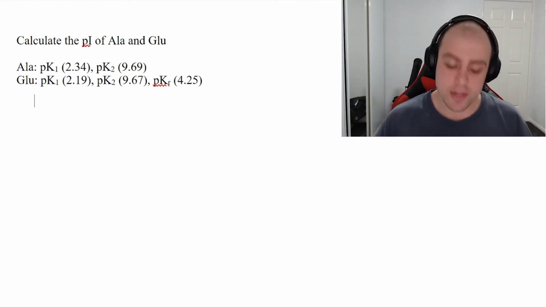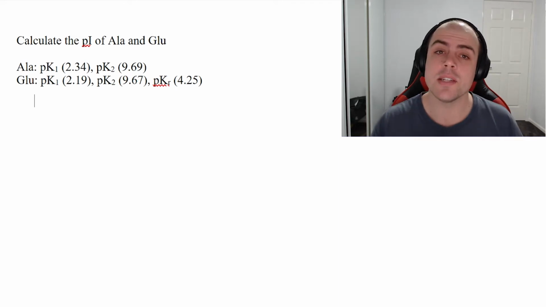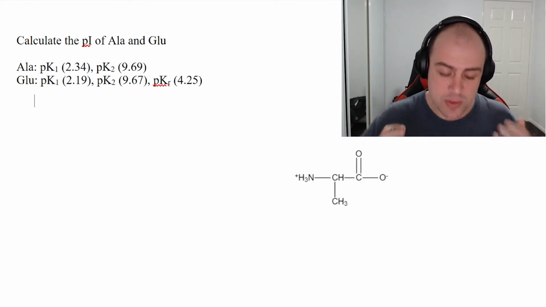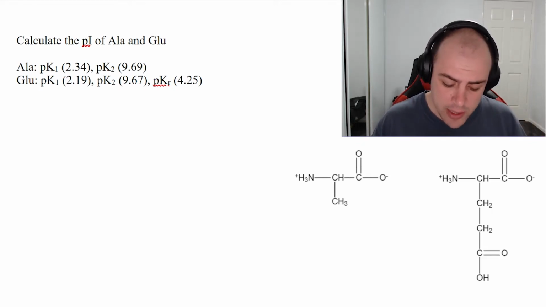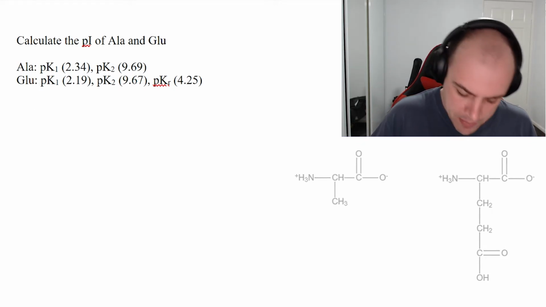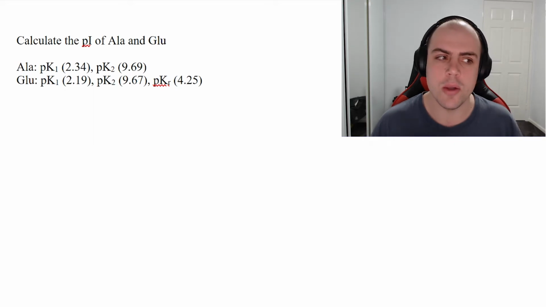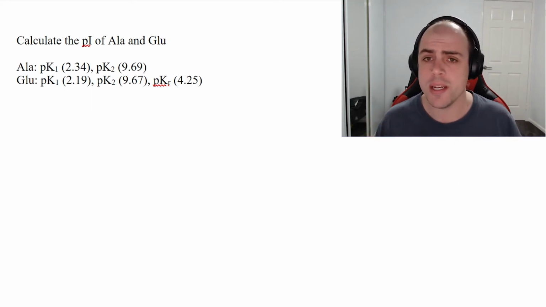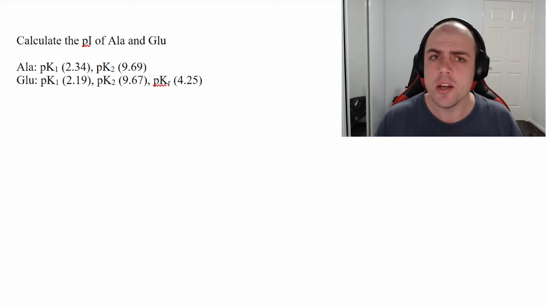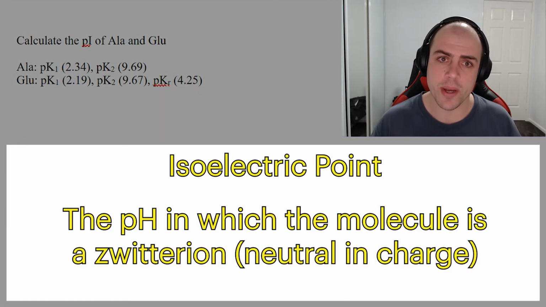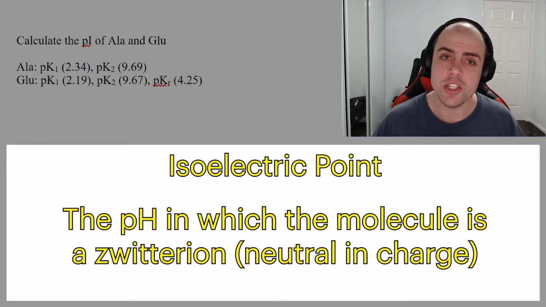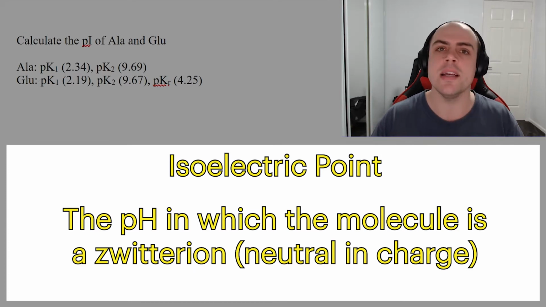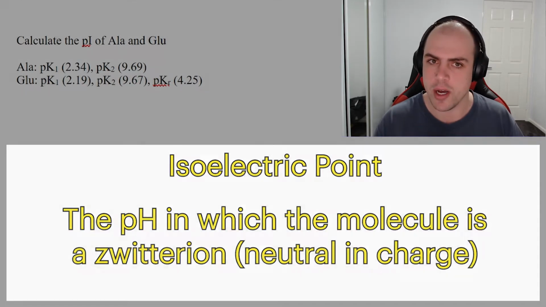So our first question here is asking us to calculate the isoelectric point of two amino acids, alanine and glutamic acid. So let us start off with alanine. The first thing that we need to do when we're looking at calculating the isoelectric point is to remind ourselves what it is we're even trying to calculate. So the isoelectric point tells us the pH in which our molecule is neutral in charge. In other words, a zwitterion.